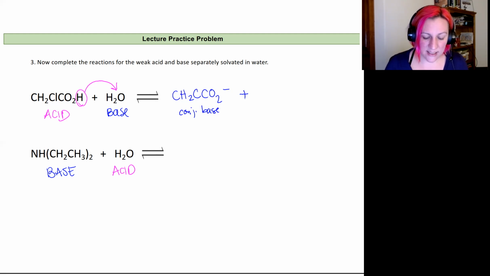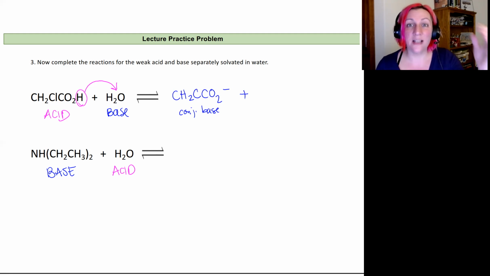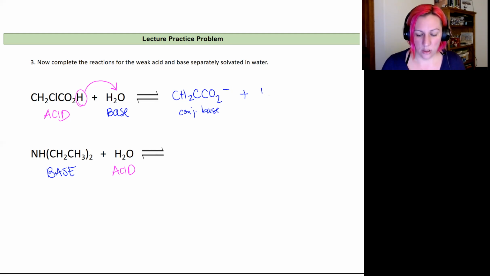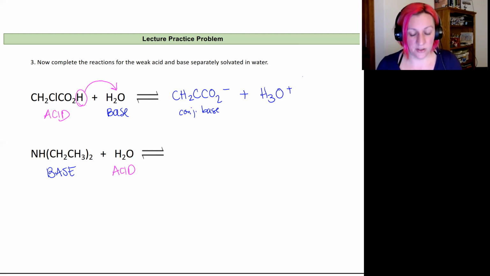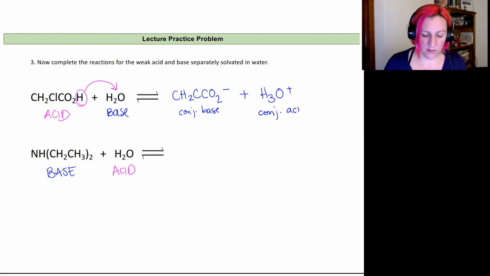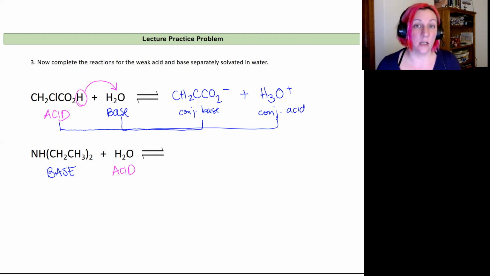And then I'll add to that the water molecule plus a hydrogen. So instead of H2O, it's H3O. And it was neutral before I added this proton to it, so it'll have an overall plus charge at the end. And this is my conjugate acid. And so I have this base conjugate acid pair and this acid conjugate base pair.